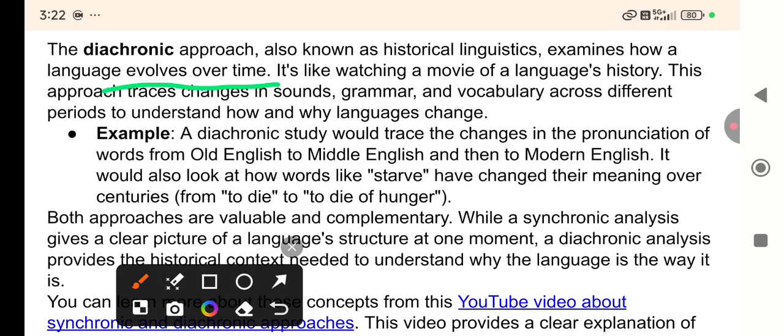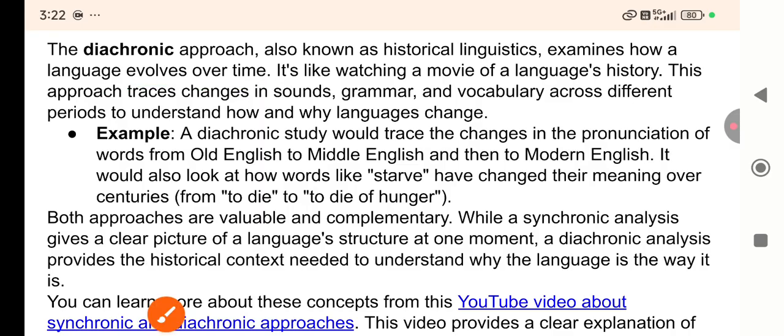For example, if you study Middle English, you see how Old English has become Middle English. That approach is called diachronic. It is like watching a movie of a language's history.